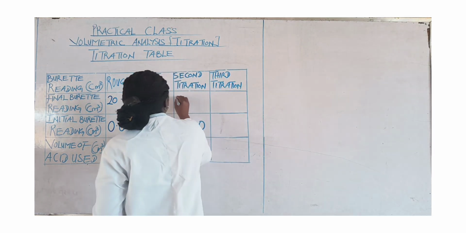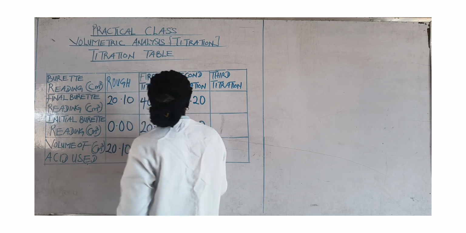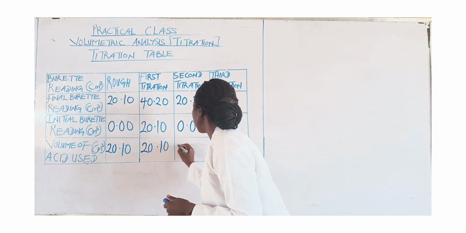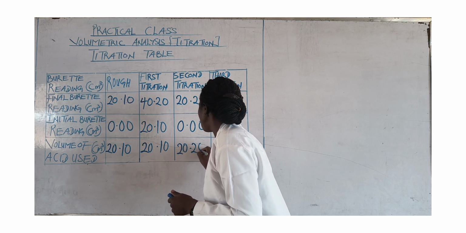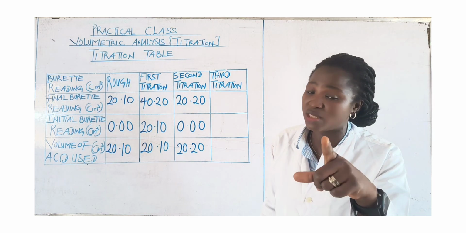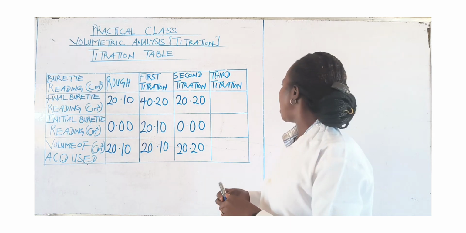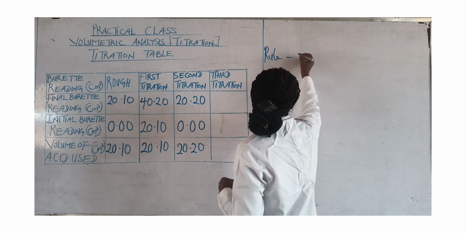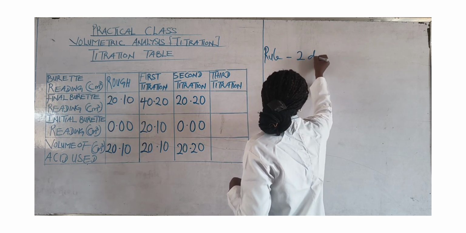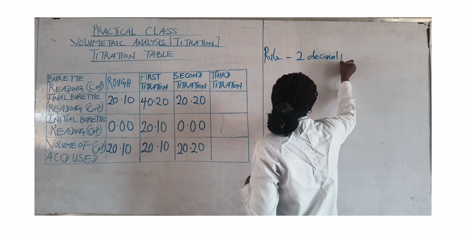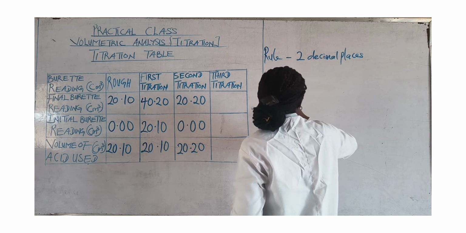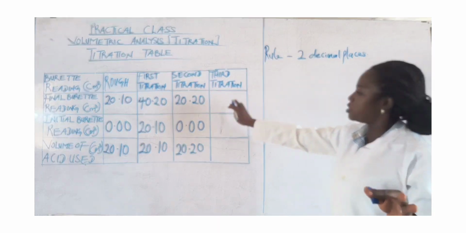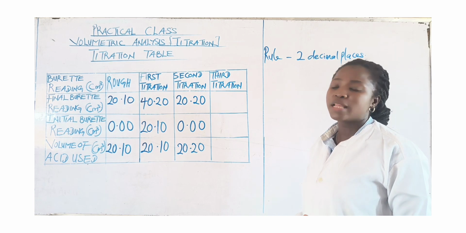We get, let's say, 20.20. Our color changes at this number, 20.20. How do we get this value? We subtract it, that is 20.20. Hence, you are not putting 20.2, don't forget. The rule says 2 dp. Rule number 1: it must be 2 decimal places. So when you are recording your volume, it must be 2 decimal places. That is why we are putting 0.00. Are we together? So that is why.